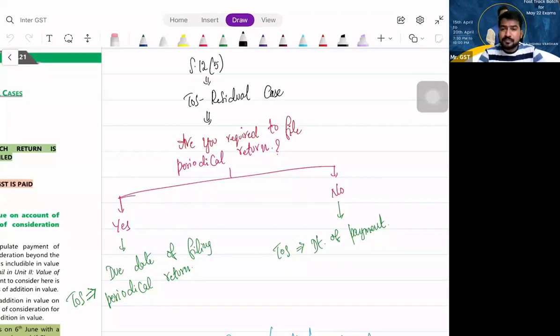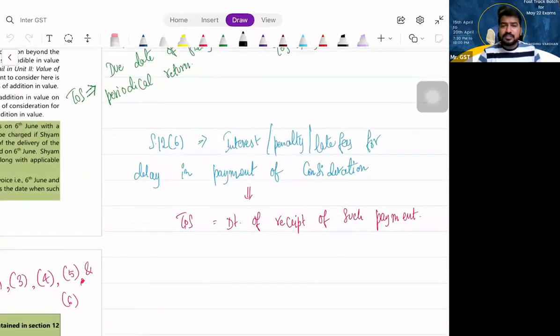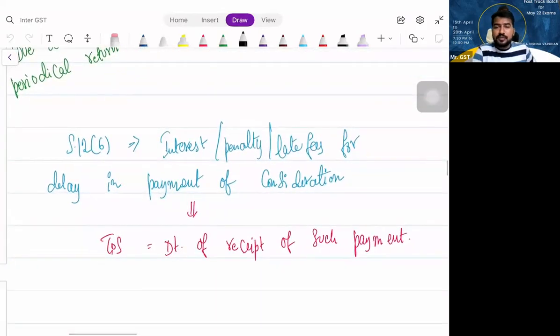Shall we proceed? Fine. This last subsection, 12 subsection 6, is what is important for us. 12 subsection 6. So look at 12 subsection 6 now. What is 12 subsection 6? It is all about something simple.